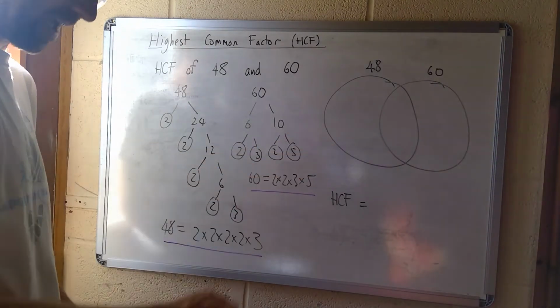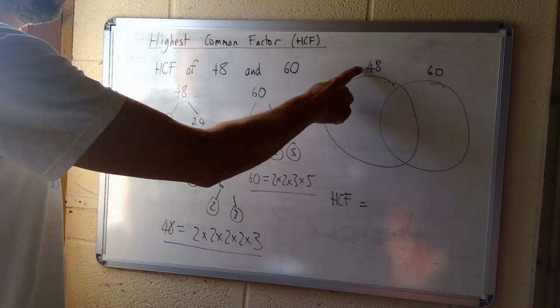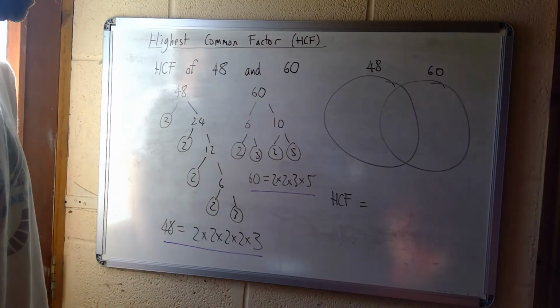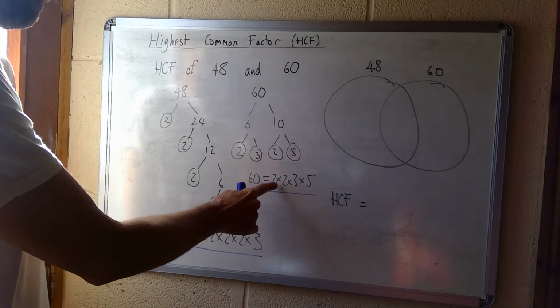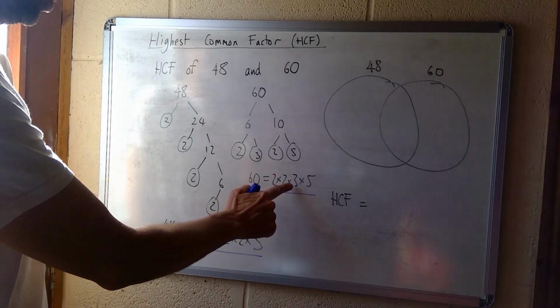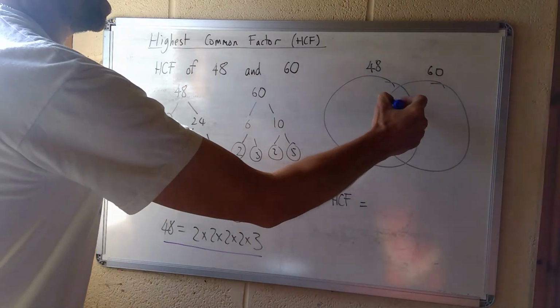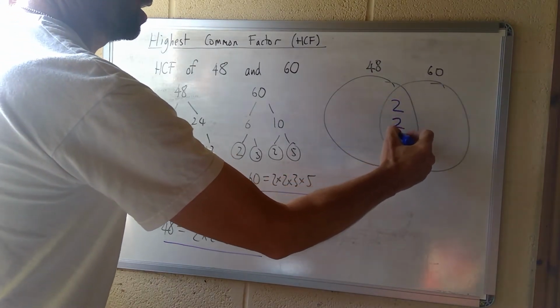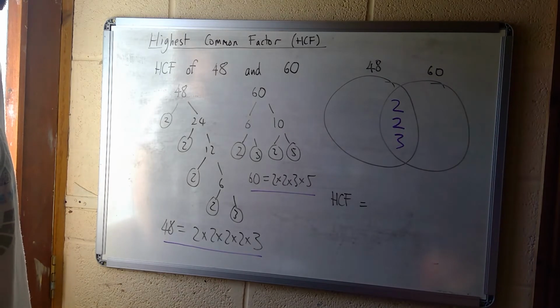I'm now going to draw a Venn diagram, and I'm going to populate my Venn diagram with the prime factors of 48 and 60. So the first thing I'm going to do is look at numbers which are in both lists. So I've got 2 2s and a 3 here, and 2 2s and a 3 there. So there are 2 2s and a 3 which are in both lists.